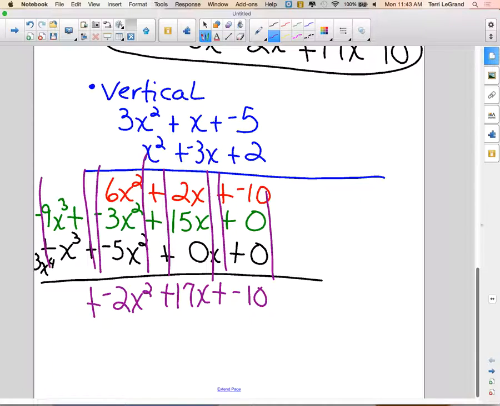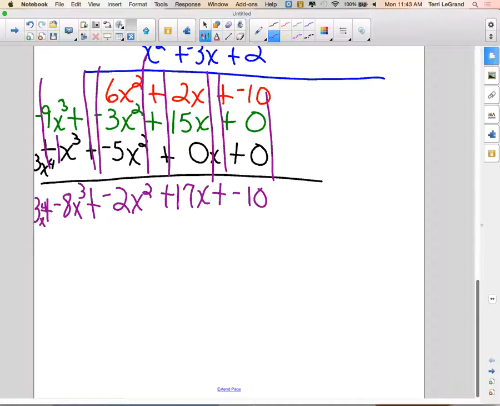What happens in that column? Okay, this is a plus right here, right? Yes. So this is a negative 9 plus 1, which is negative 8x to the 3rd. And our 3x to the 4th comes down next. Okay. Now we're ready to clean up our answer. So we got 3x to the 4th kind of scrunched in here, plus negative 8x cubed, plus negative 2x squared, plus 17x, plus negative 10.